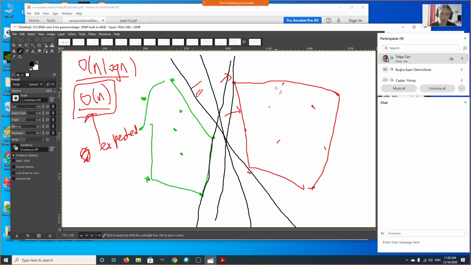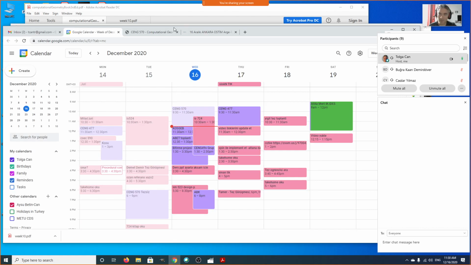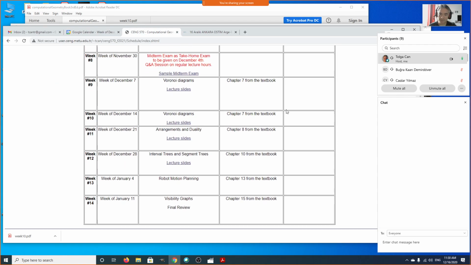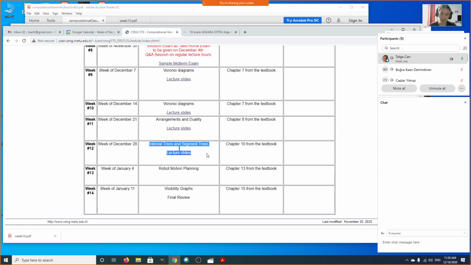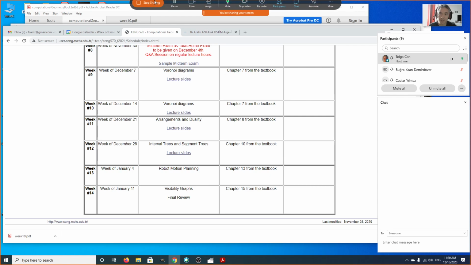If you don't have any other questions, I will stop the recording and finish the lecture today. In the next week, we are going to talk about two new data structures, interval trees and segment trees. And in the final 2 weeks, we are going to talk about robot motion planning, the Minkowski sum problem, and visibility graphs.